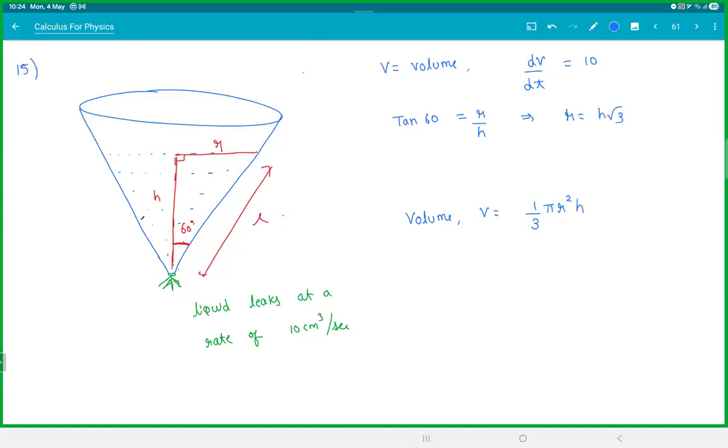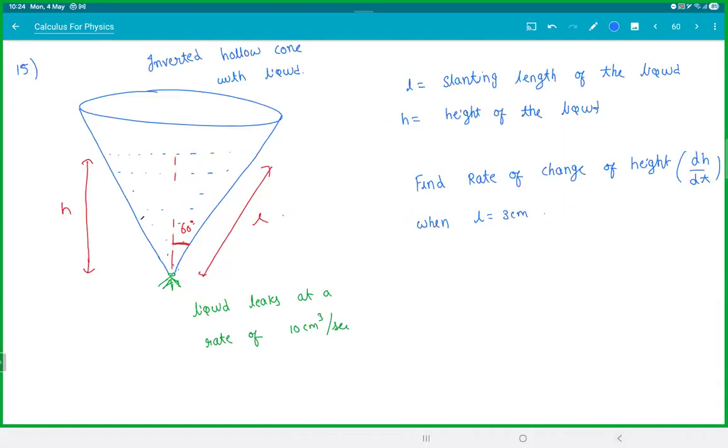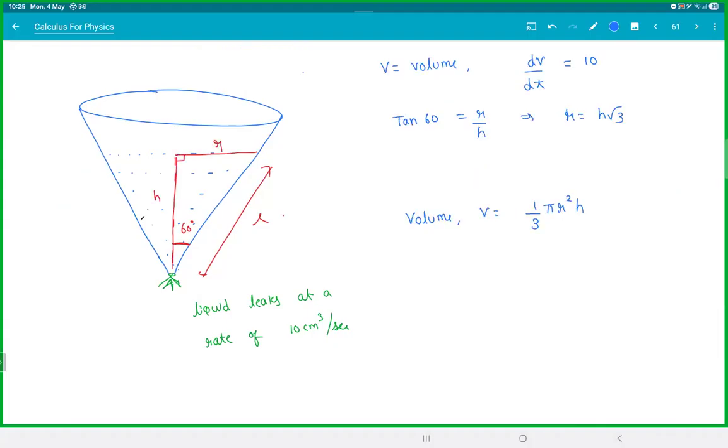Perfect. Now see, this is what I keep saying. After reading the question, always look at what is being asked. They gave the rate of change of volume and they want the rate of change of height H, meaning they're interested in H. They don't care about the radius. They don't care about length. L is given, but they don't care about all that.